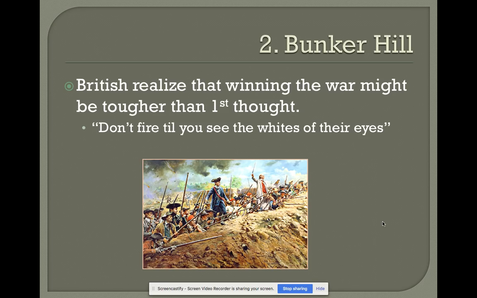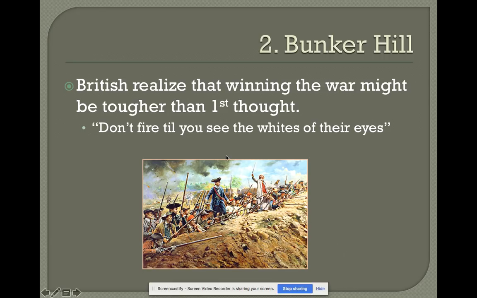Now, the second battle is not one that we necessarily spend a whole lot of time on because it often is not asked. But Bunker Hill, this is where the British are going to be attacking. They're going to win the battle, but they're going to realize really quickly that this war is going to be very tough. These guys are not going to roll over and give up like some of the other European powers they were used to fighting.